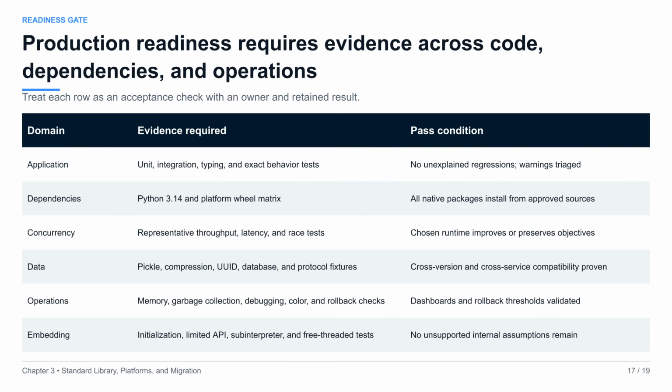Application tests should cover behavior and warnings. Dependency evidence should prove that approved wheels exist for every platform, especially for free-threaded or isolated interpreter use. Data tests should exercise stored pickles, compression formats, identifiers, database drivers, and cross-service validators. Operational testing should capture memory, garbage collection behavior, debugger controls, styled command output, and rollback. Embedders and extension authors need additional initialization and application binary interface coverage. Assign an owner to each domain and keep the result with the release decision.